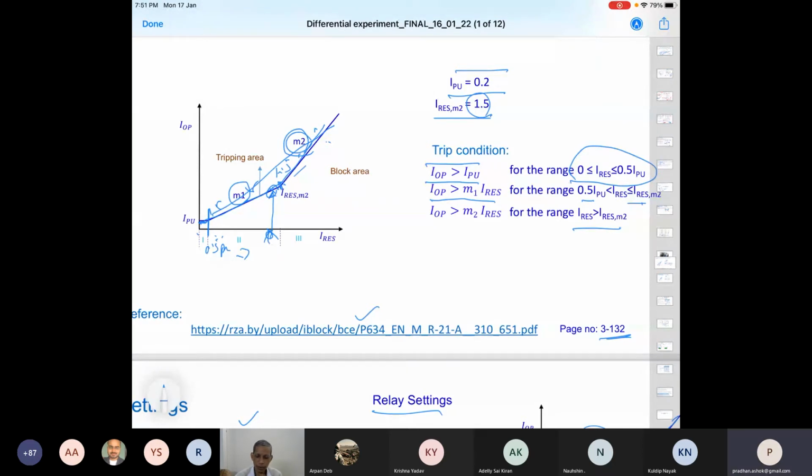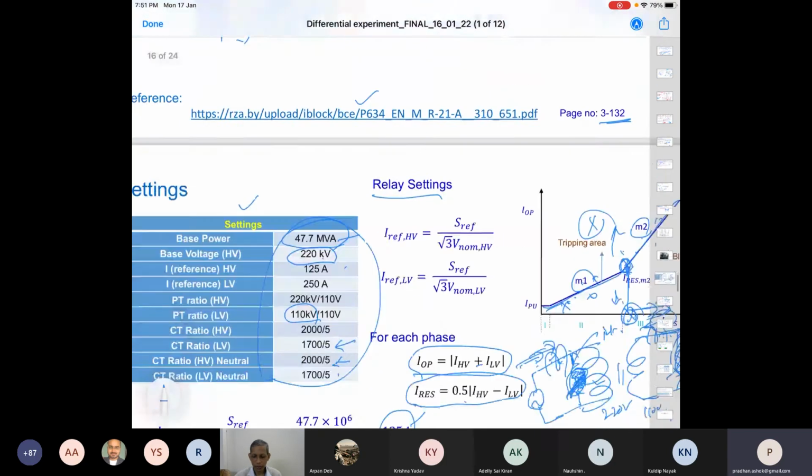Now the other option: how much M1, M2 will go, as I showed. If M1 becomes smaller, then the slope will be this. If M2 becomes smaller, then this will be this. So I can go by this curve also, or I can go by the higher curve also. And this is nothing but the dependability and security issue. In this case, lower curve, many trips will be there, even though some overloading also. And in this case, those things will be overcome, but many internal faults may not be detected. That is the only issue in terms of selection of higher M1, M2 or lower M1, M2.